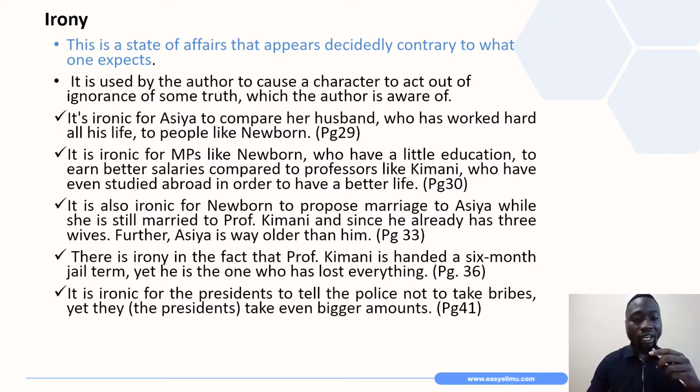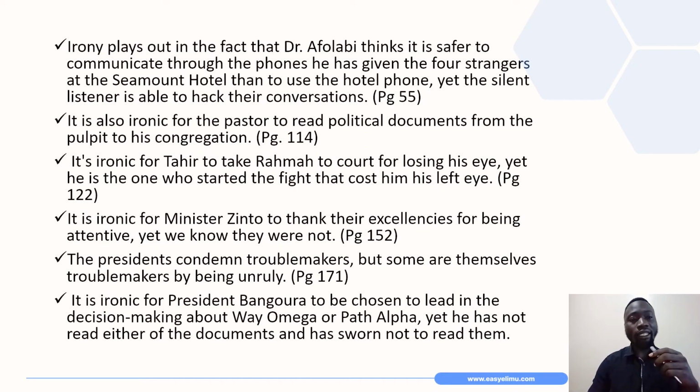It is also ironic for the presidents to tell the police not to take bribes, yet they themselves take bigger amounts. So we still have very many examples or instances of irony. Irony plays out in the fact that Dr. Afolabi thinks it is safer to communicate through the phones he has given the four strangers at the Seamount Hotel than to use the hotel phone. Yet the silent listener is able to hack their conversations.